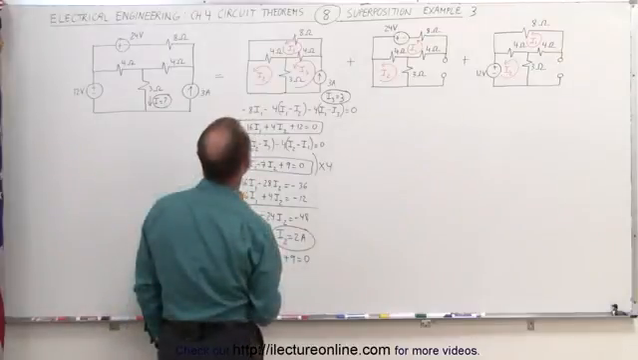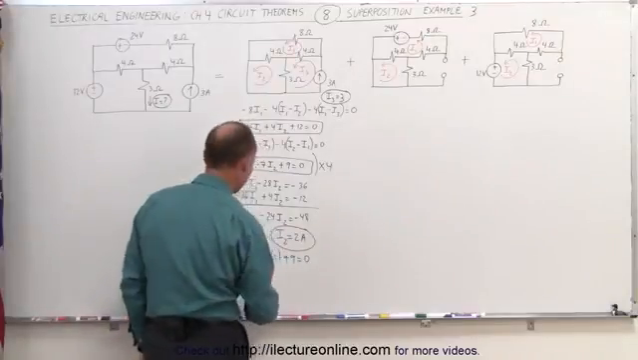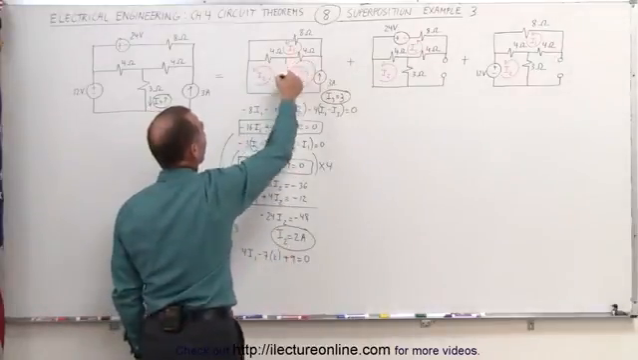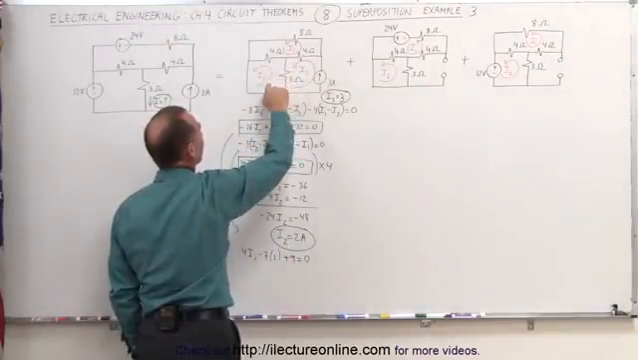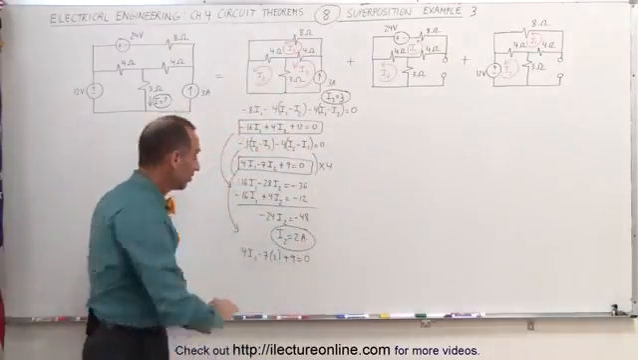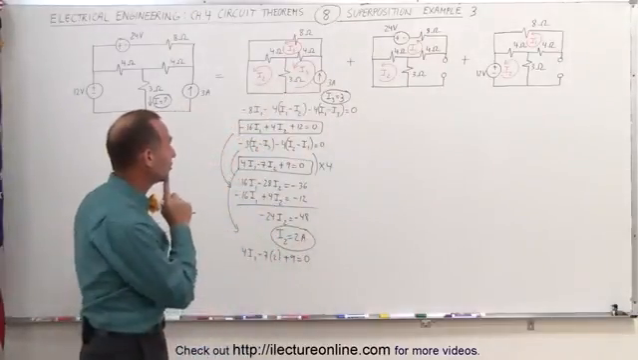And do I really care about I1? Well, I don't really care. I could calculate for I1, but I really don't care, because I'm only concerned about the current through here. That means I need to know I2 and I3. I don't need to know I1 in this case, so I can just stop right there and not continue.